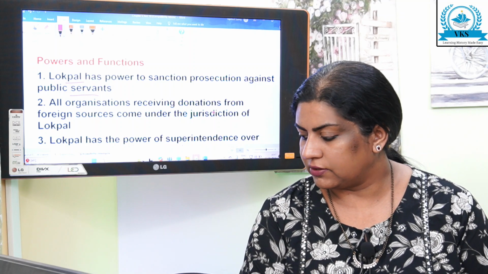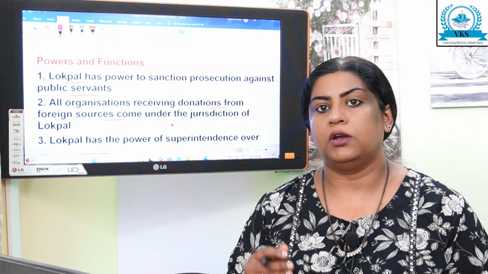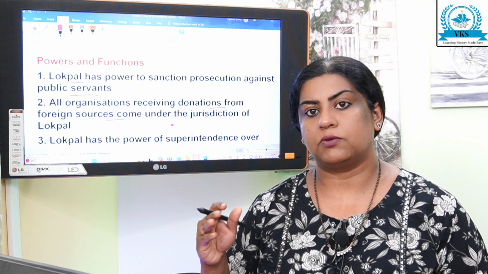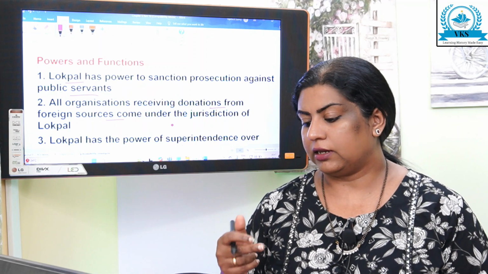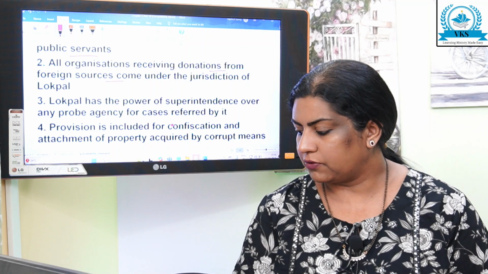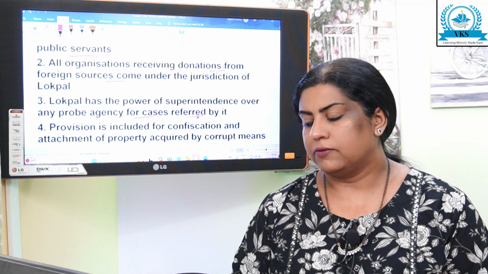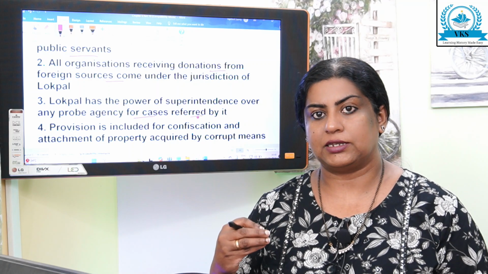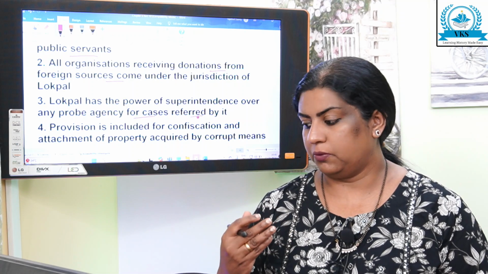All organizations receiving donations from foreign sources come under the jurisdiction of Lokpal. Any organization which is getting donations or support from any foreign sources can come under the jurisdiction of Lokpal. Now, the Lokpal has a power of superintendence over any probe agency for cases referred by it. So, in case of any cases referred by any probe agencies, Lokpal has the power of superintendence.